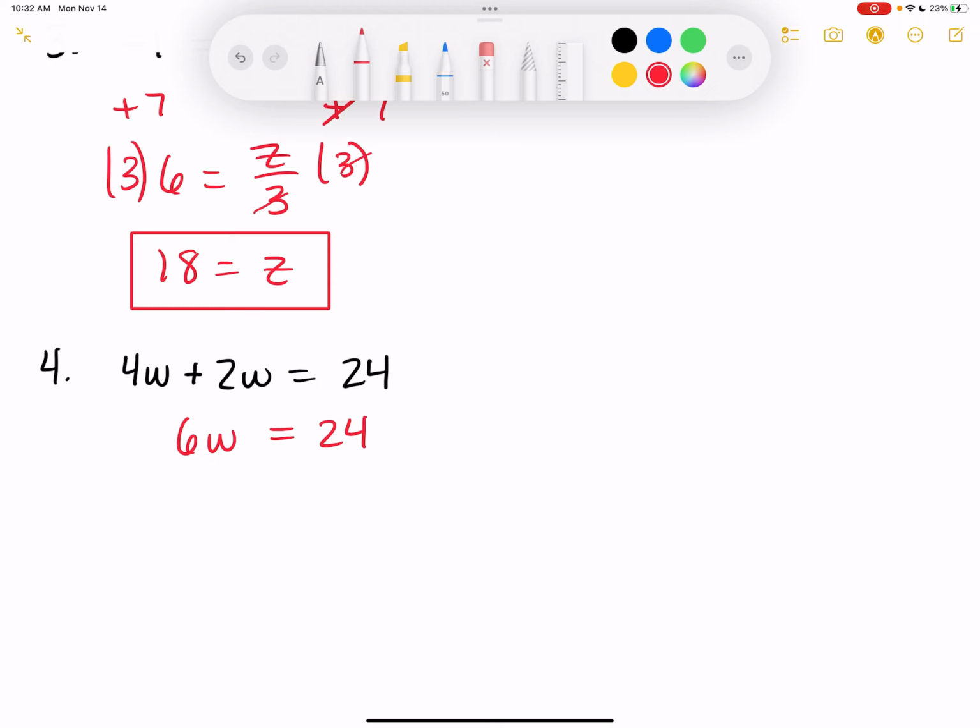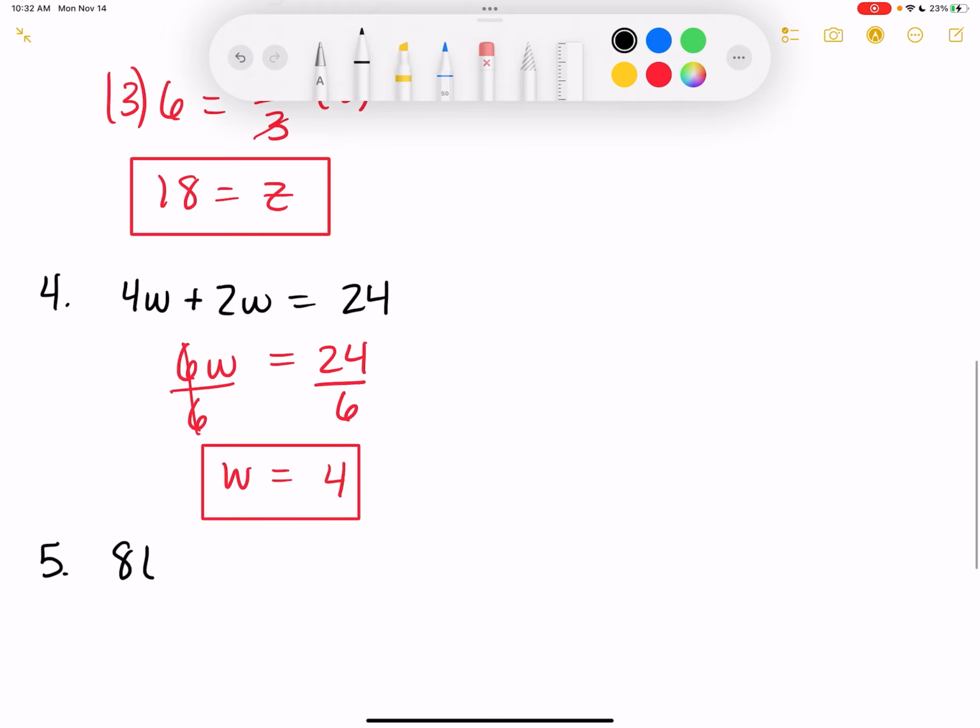So how would I solve now? With the 6W, it is currently being multiplied, so how do I undo multiplication? Division. Okay. So 24 divided by 6 is 4. So then, the next one: 8t minus 3t equals 35.